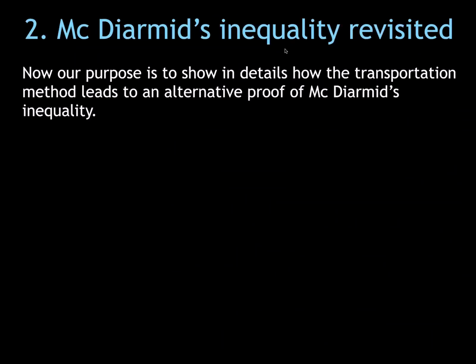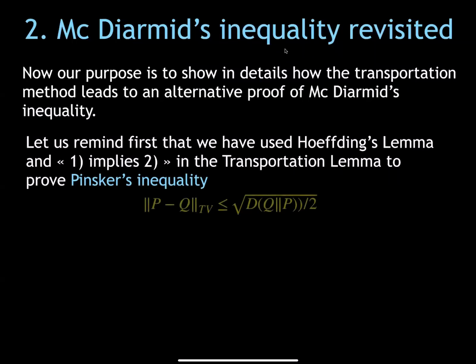So now let us revisit the proof of Marton's inequality with transportation arguments. So as you have seen, the first step was to compute the transportation cost when the cost is the 0,1 cost. The second step now is to bound the transportation cost by a quantity which involves the relative entropy.